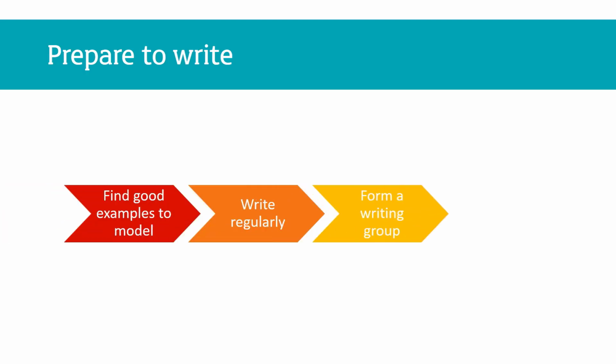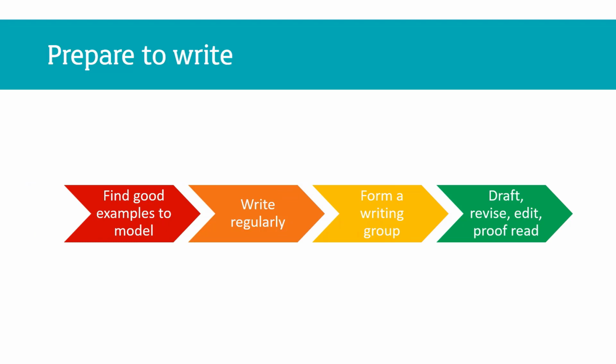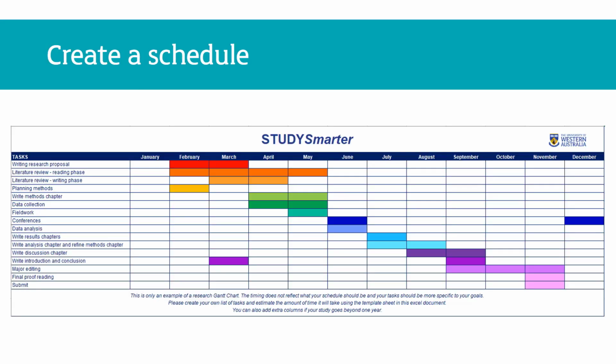Some students suggest creating a writing group to help motivate you. Then, once you have written a draft section, revise, edit, and proofread. You will most likely need to move on to writing your next chapter and then return to do further editing later. To help you complete your thesis, create a detailed timeline.